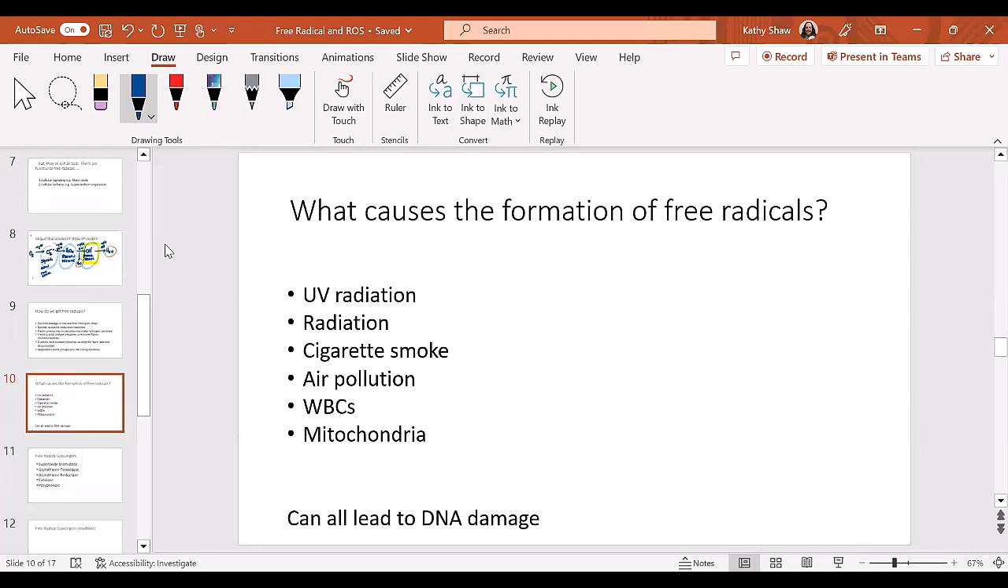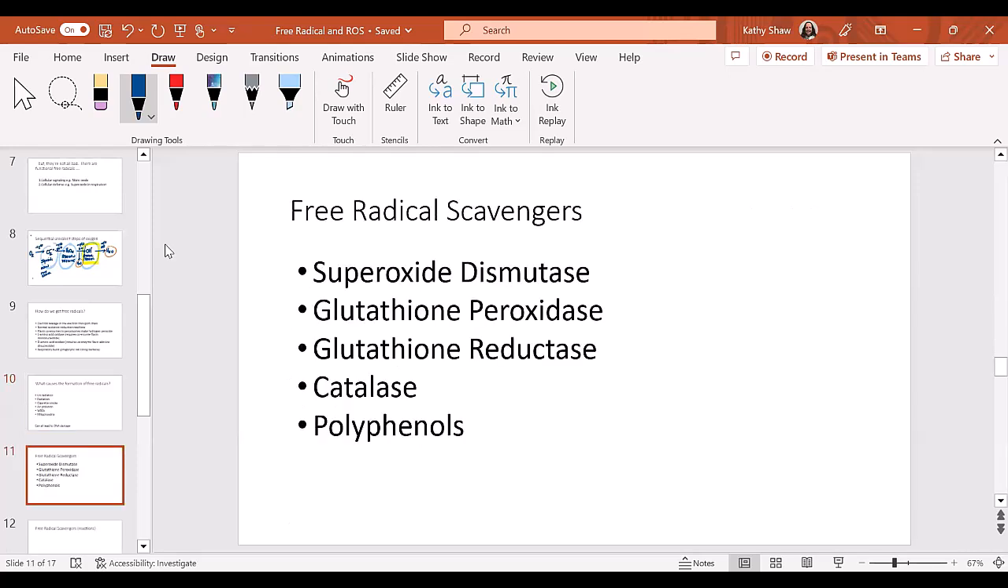So what causes these free radicals? Again, ultraviolet radiation, air pollution, things like that. So these can all lead to DNA damage, and these are all things that you'll see here and there in the curriculum. So this will cross over into several courses in different places in the curriculum.